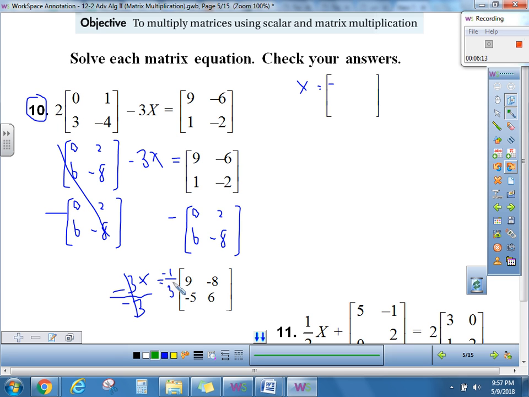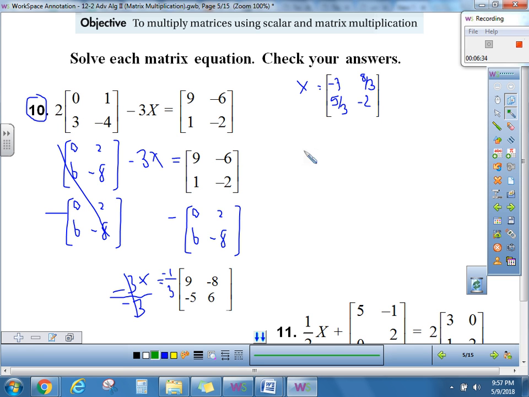here. Negative 1/3 times 9 is negative 3. Negative 1/3 times negative 8 is just 8/3. Negative 1/3 times negative 5 is just 5/3. And I'm working off of here. Negative 1/3 times 6 is just negative 2.